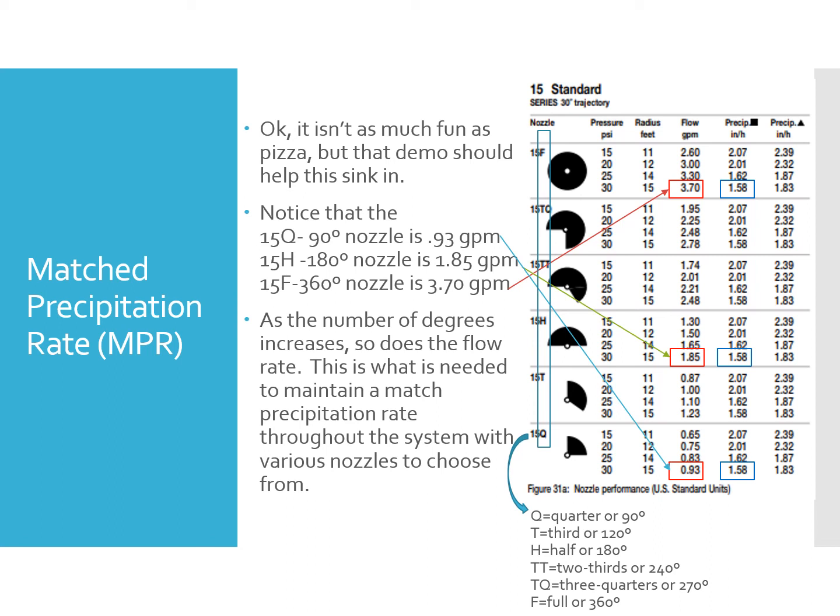So that's why it's important, and why I showed you the pizzas. So it's the same sort of formula. So the 90-degree pattern is going to put out about half of what the half circle is, and the half circle is going to put out about half of what the full circle is.